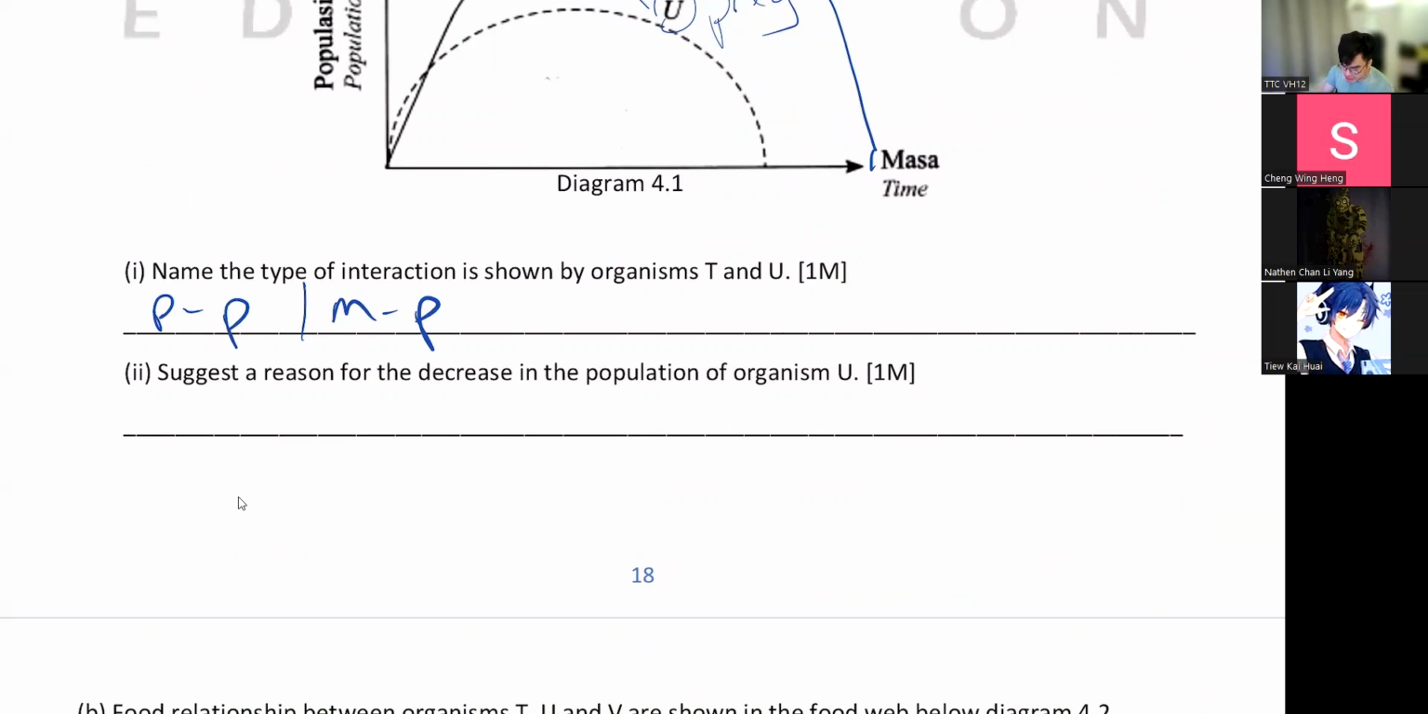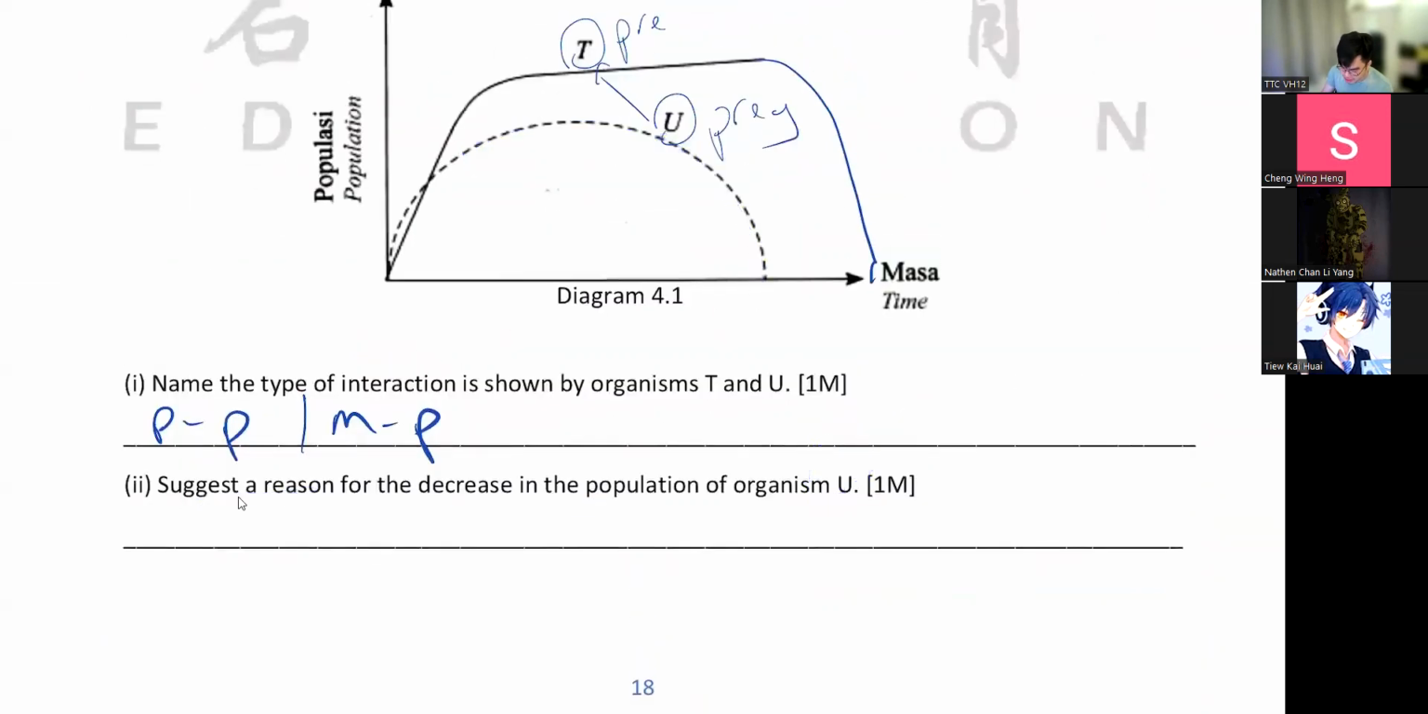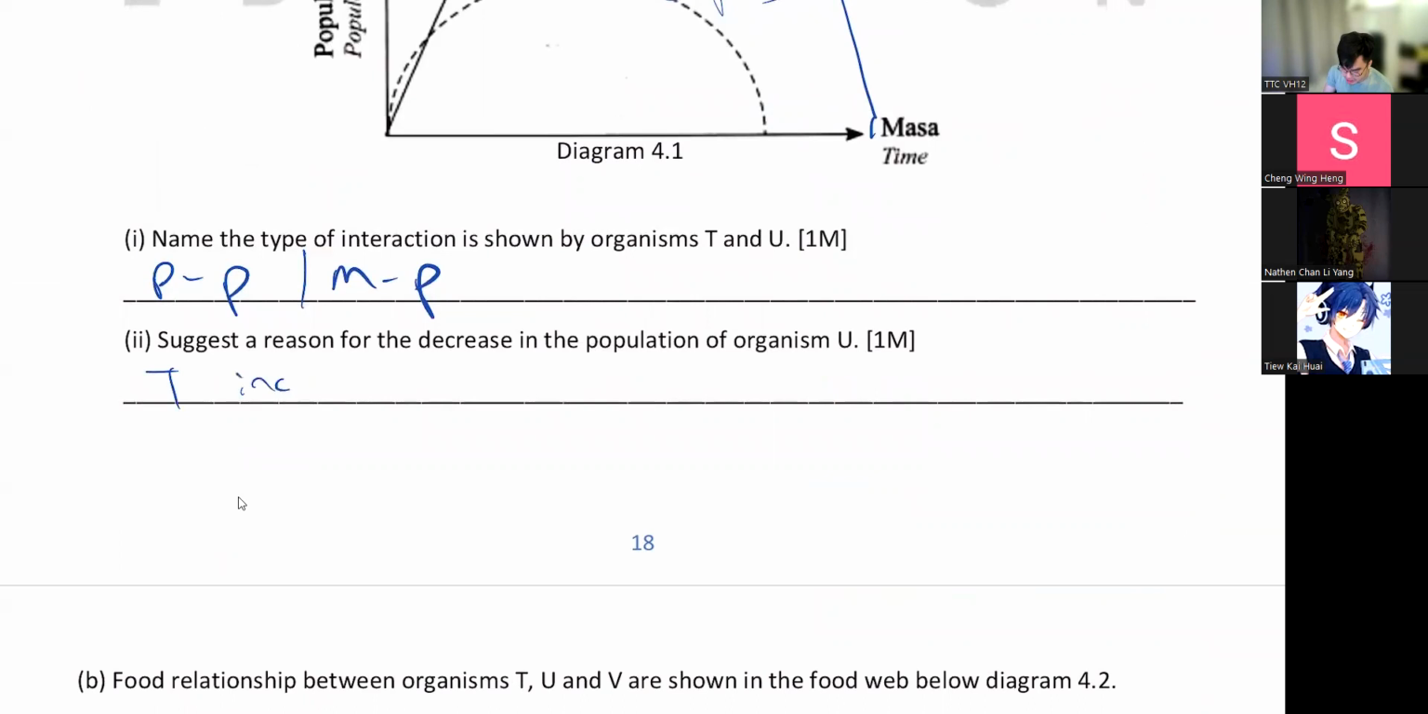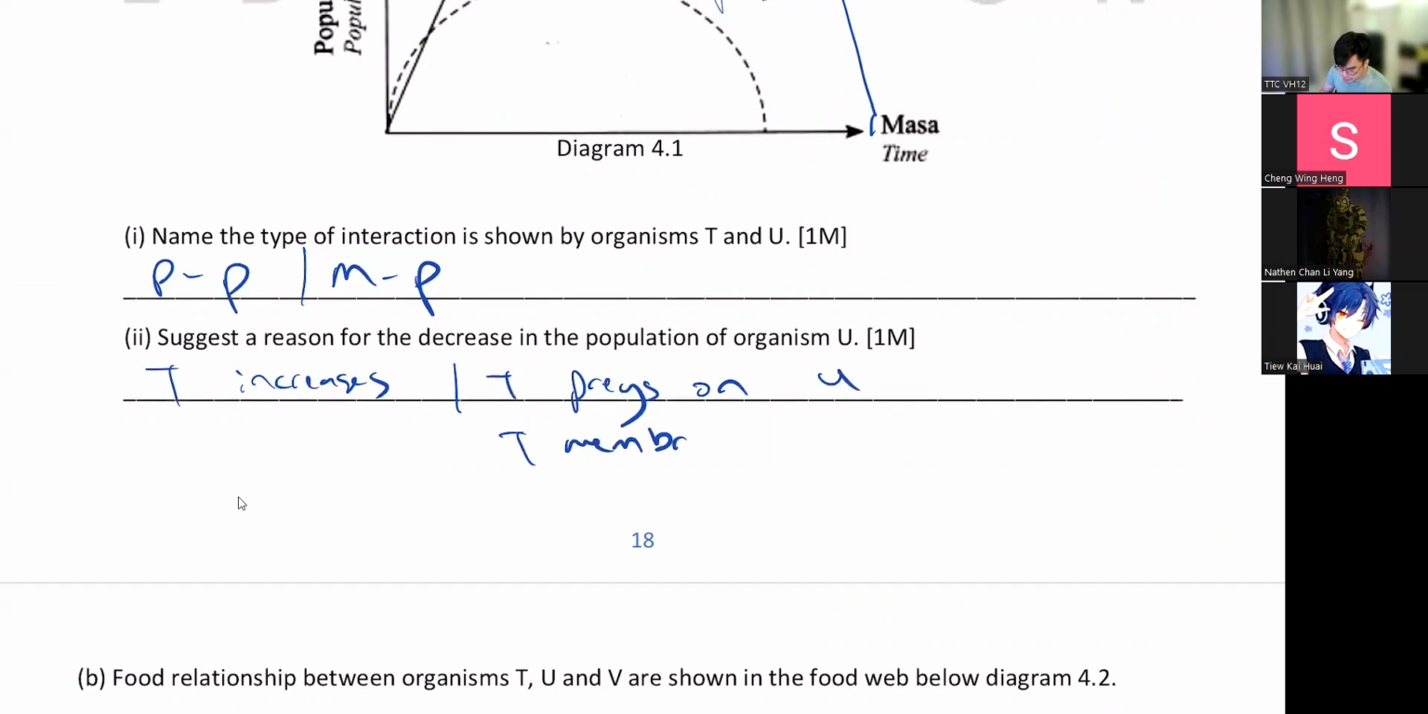Okay. Anyway, next, suggest a reason for the decrease in population of organism U. Okay, what makes organism U decrease? Okay, because T increases. Or you can say T preys on U. Okay, T memburu U. Okay, or T meningkat. Same thing.